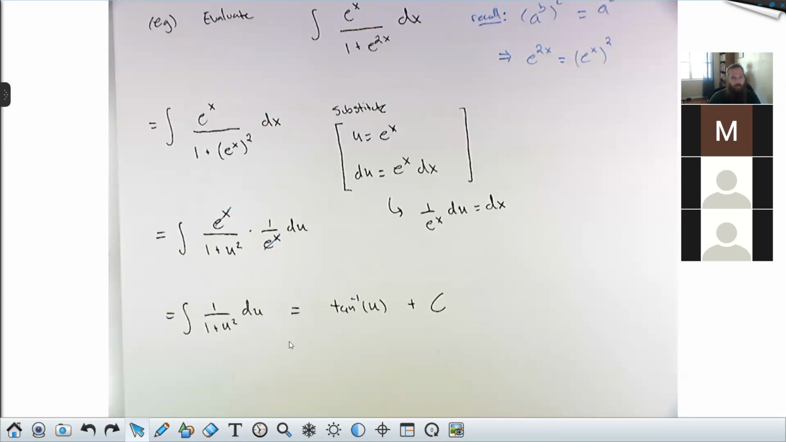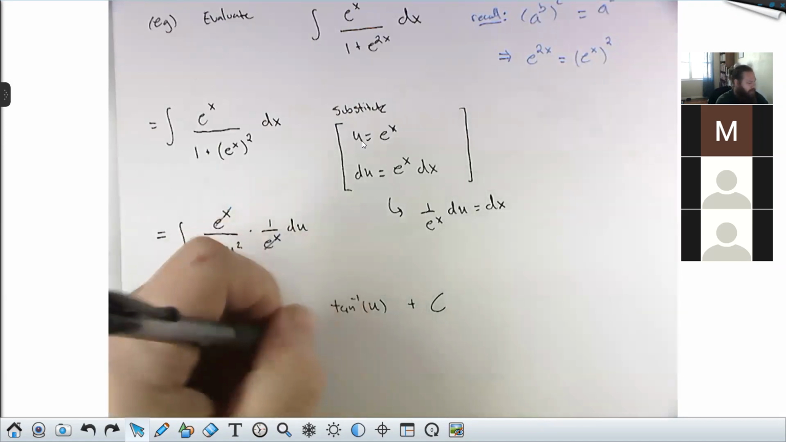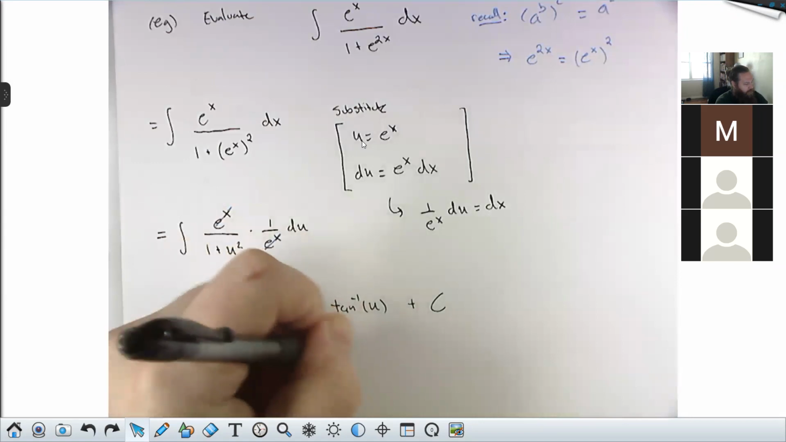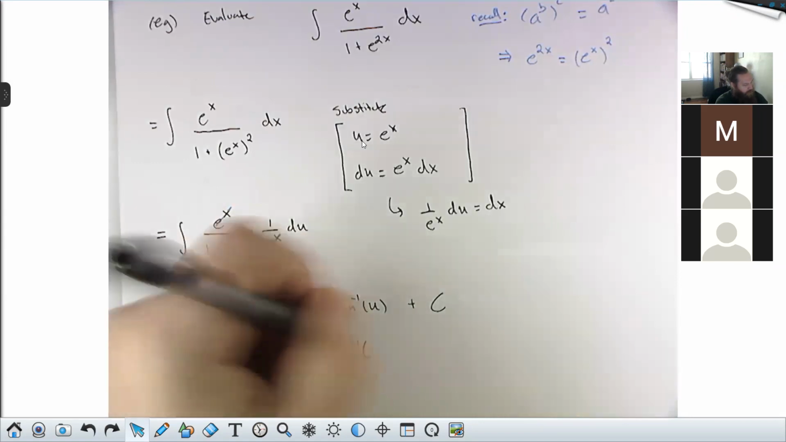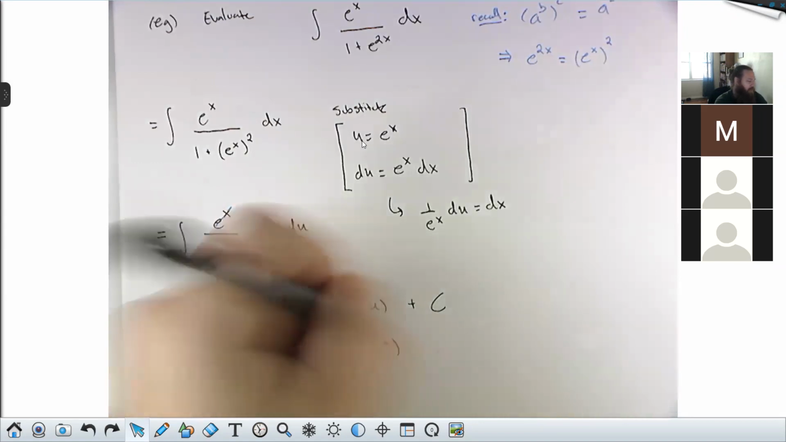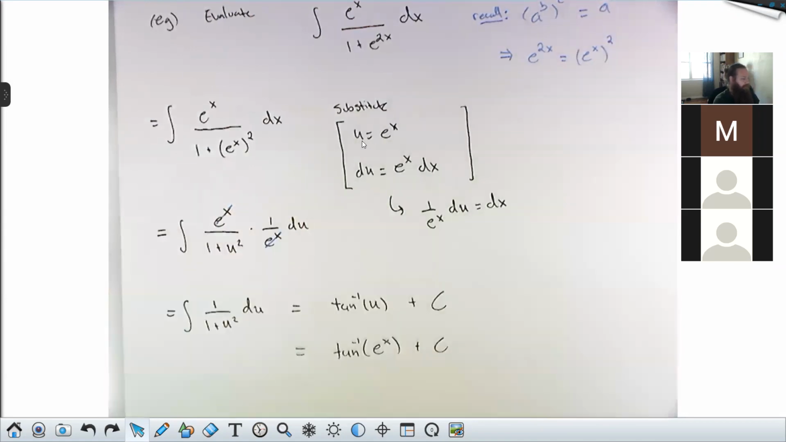And then because it is an indefinite integral, again, we'll plug back in. So this is the inverse tangent of e to the x plus c.